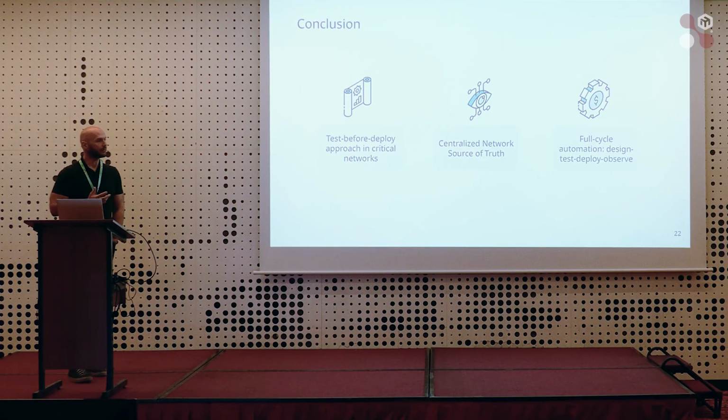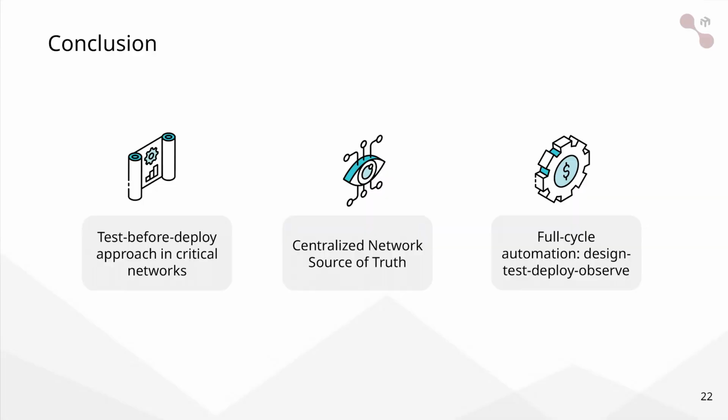Then we have a centralized network source of truth, which is beneficial, especially when you need to share data between teams. I remember from my past, we already had a lot of copies in different departments and everybody was working with different data. So it's definitely good practice to have just one copy of the data in your network.